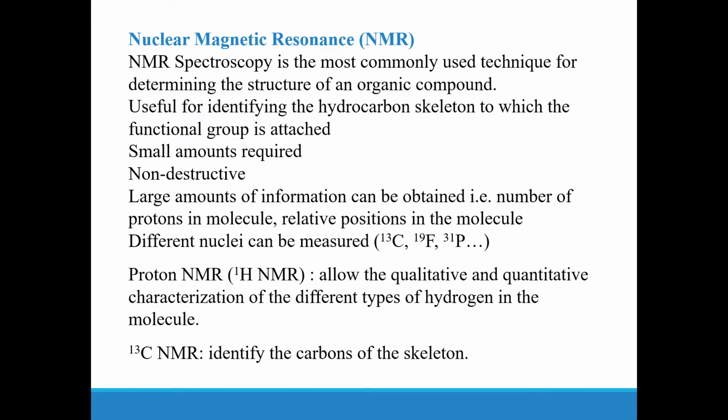In the lab, the type of NMR we mostly used was proton NMR, and this allows us to qualitatively and quantitatively characterize the different types of hydrogens in the molecule. We can also use different types of NMR, such as carbon-13 NMR, or fluorine or phosphorus, but this really depends on how many of these atoms are in the molecule we're studying.